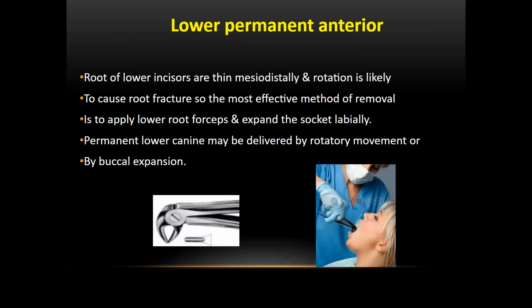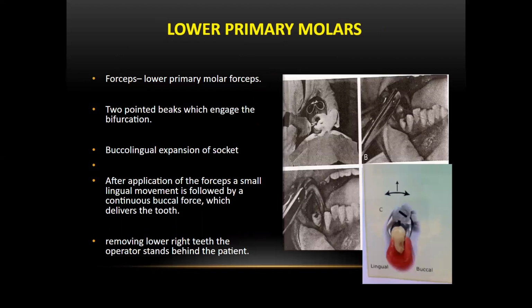For the lower permanent anterior, the roots of lower incisors have thin mesiodistal dimensions and rotation is likely to cause root fracture, so the most effective method of removal is to apply lower root forceps and expand the socket labially. A permanent lower canine may be delivered by rotatory movement or by buccal expansion.